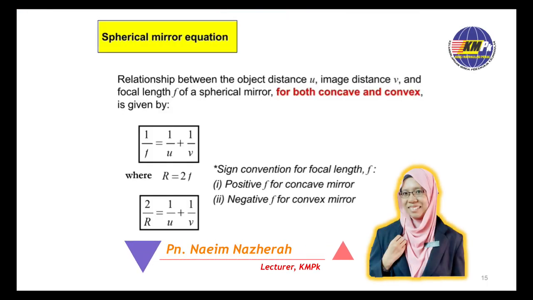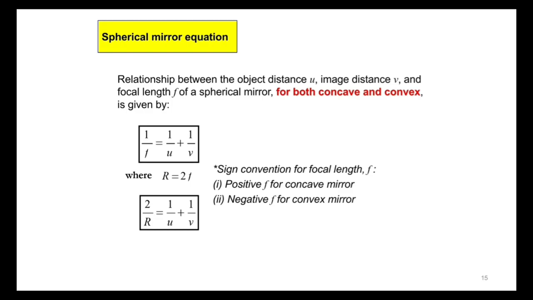Here we have the spherical mirror equation. This equation shows the relationship between the focal length of a spherical mirror with object distance and image distance, which is given by 1 over f equals 1 over u plus 1 over v. f represents the focal length of the mirror, u is the object distance, and v is the image distance.